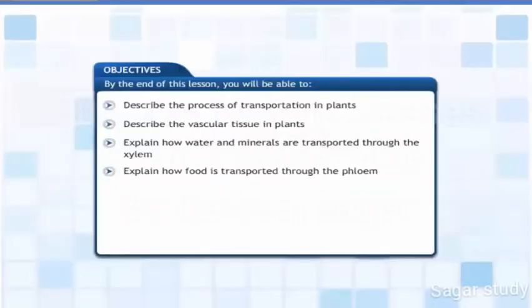This lesson is about the transportation of water and nutrients to different parts of the plant body. By the end of this lesson, you will be able to describe the process of transportation in plants, describe the vascular tissue in plants, explain how water and minerals are transported through the xylem, and explain how food is transported through the phloem.